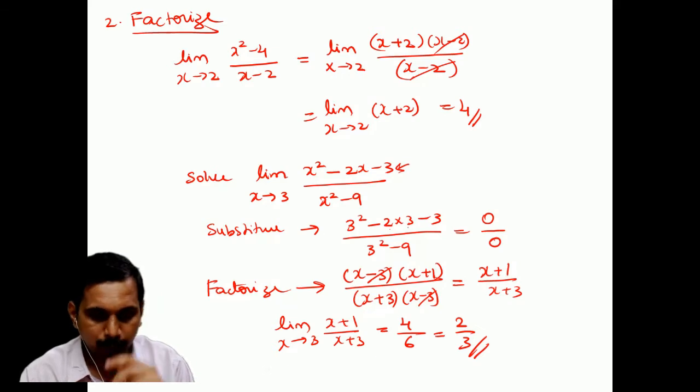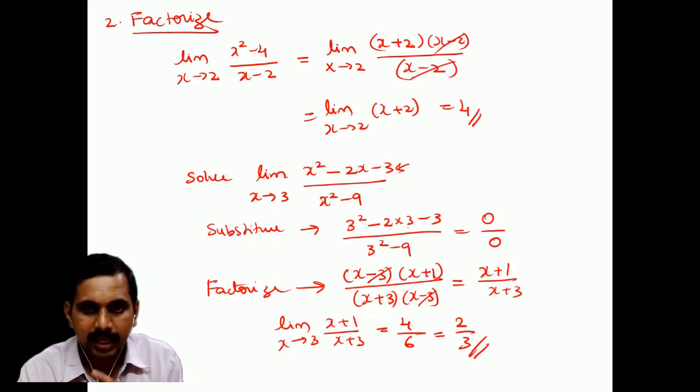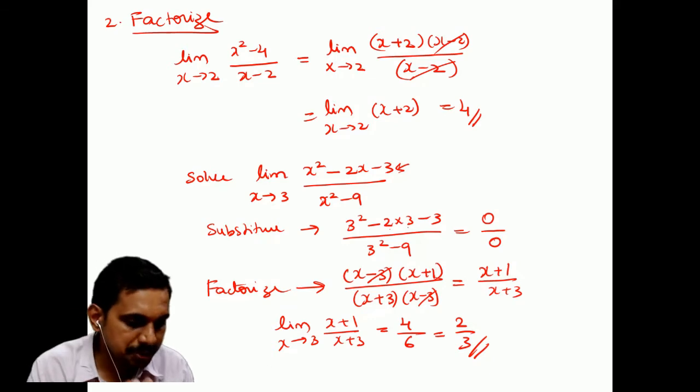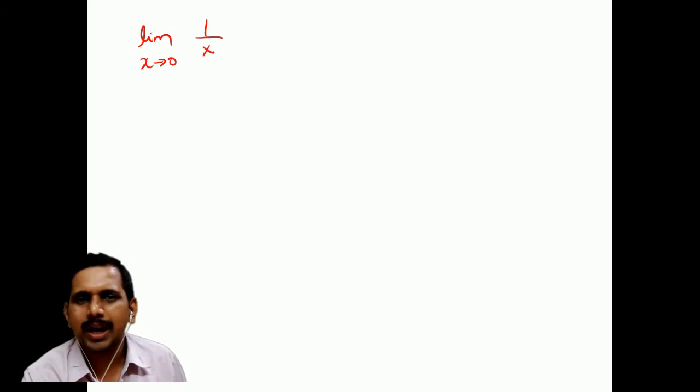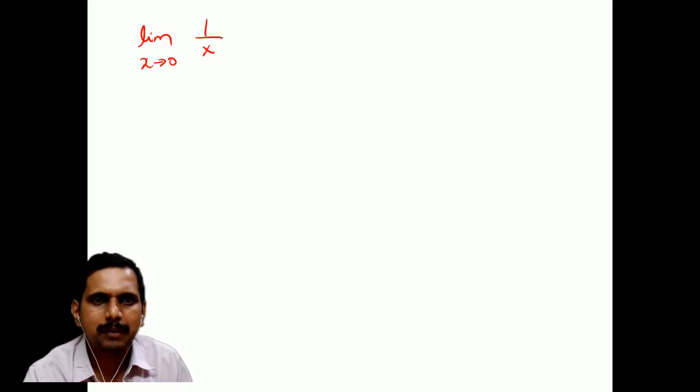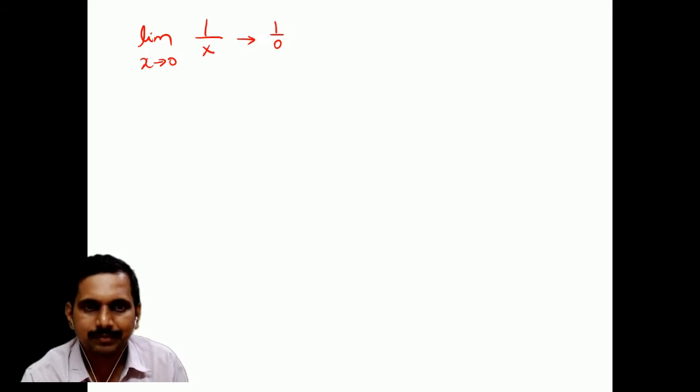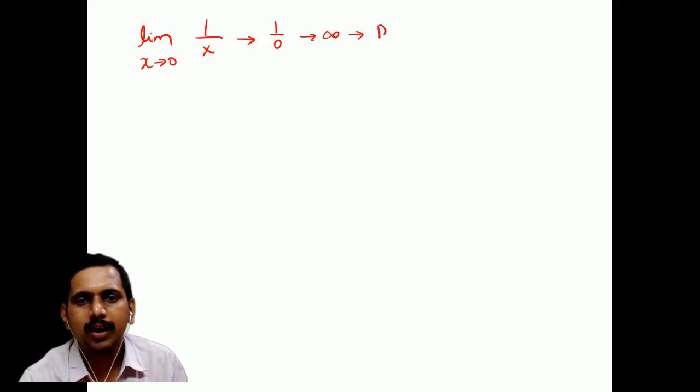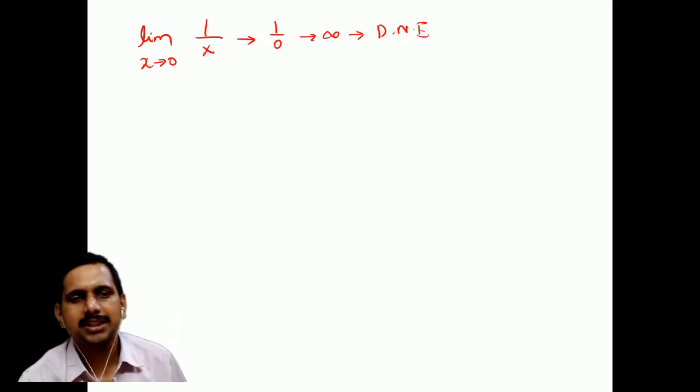Now one more point. There are some cases where it is direct, and one substitution only gives you the result. For example, limit x tending to 0 of 1 by x, you can't do anything with that. 1 by x is 1 by 0, and 1 by 0 is infinity, an indeterminate form. You can say the limit does not exist, or you can say infinity, one of the two.